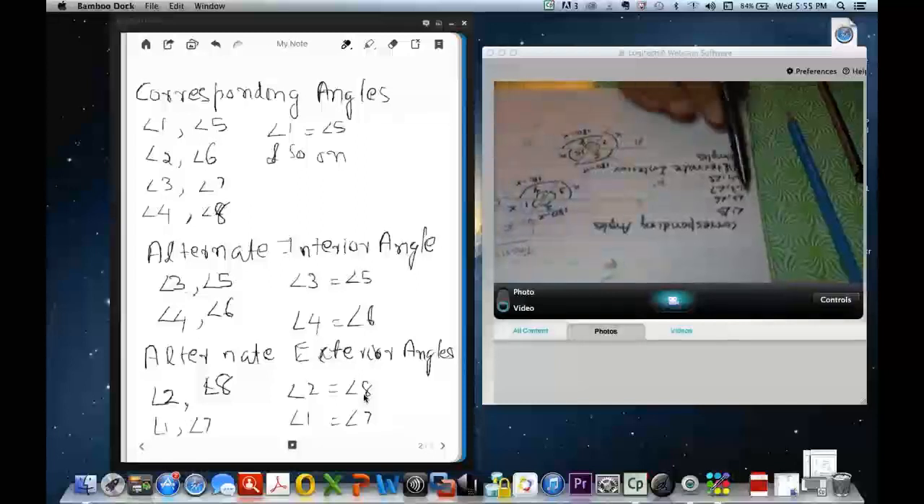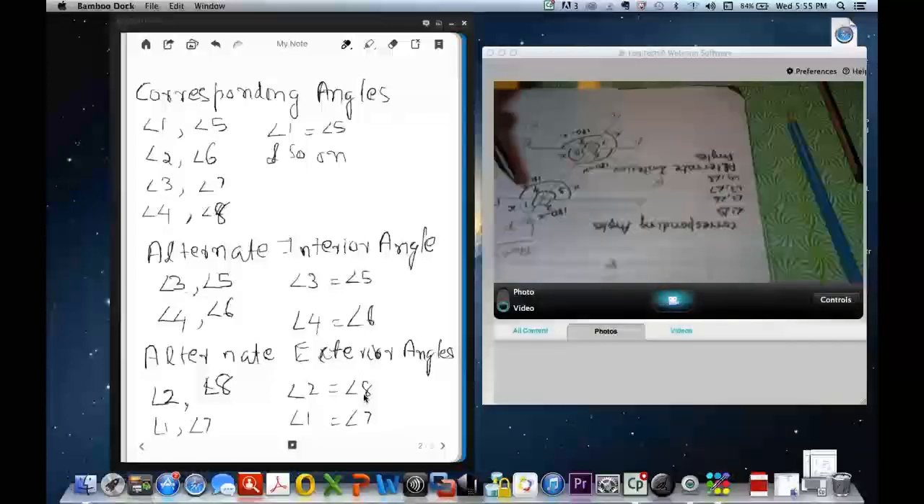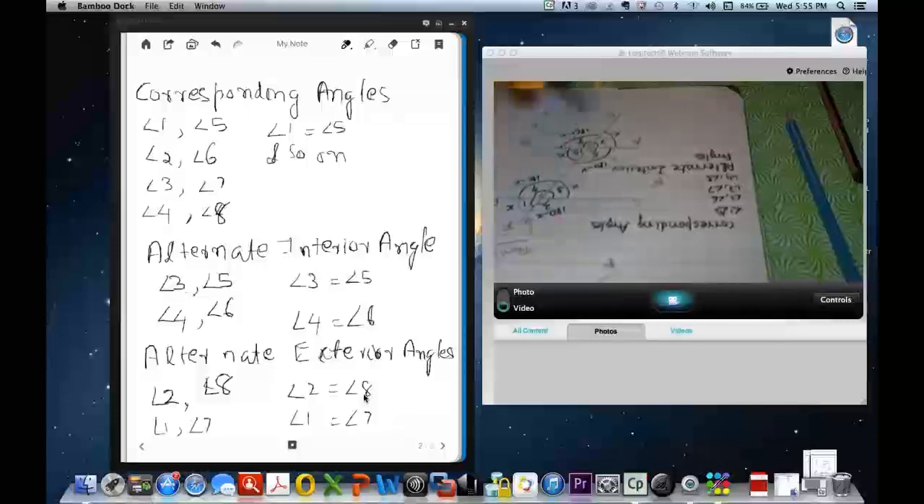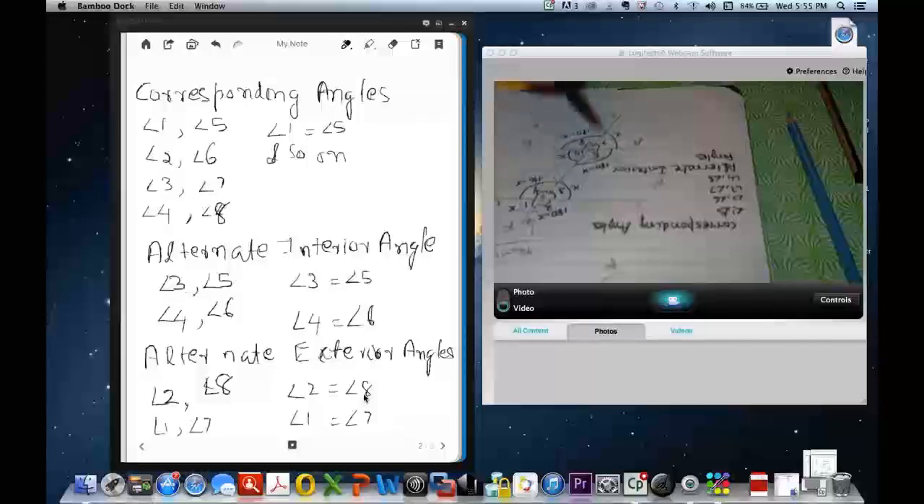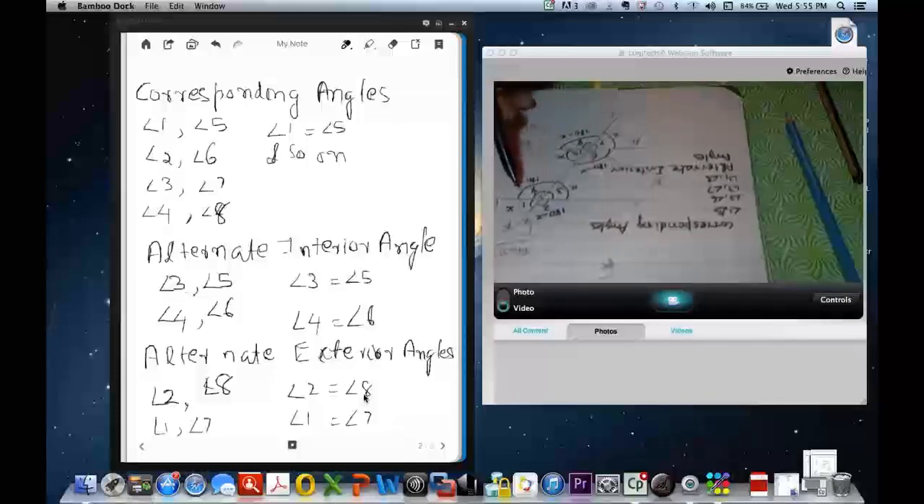So we are saying that angle 1 and 5 are the same. That's true. Angle 1 and 5 are x and x. Angle 2 and 6 are the same. Angle 2 is 180 minus x. Angle 6 is 180 minus x, which is also correct. 3 and 7 are the same. 3 is x and 7 is x, right? Angle 4 and 8 are the same. Angle 4 is 180 minus x, and angle 8 is 180 minus x.